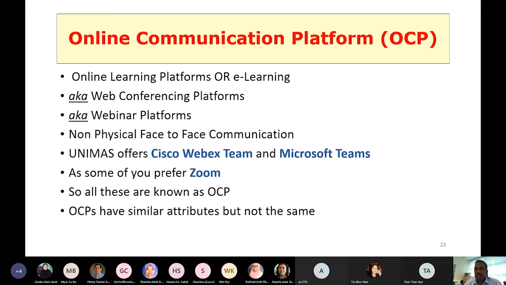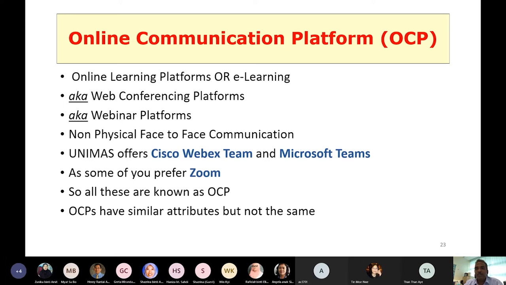Now, UNIMAS has clearly engaged two different companies. One is Cisco WebEx team, the other one Microsoft Teams. Both these platforms are available for all of us to utilize. Today, I'm using Microsoft Teams. Some of us do prefer to use Zoom. Zoom is very nice to use.